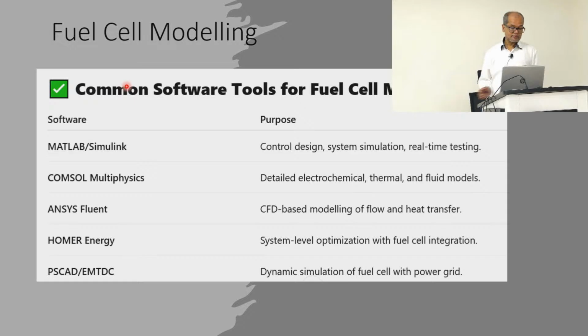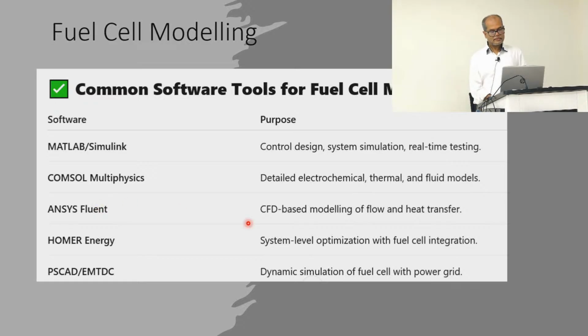And normally in terms of software, MATLAB Simulink you can use for control design, system simulation, real-time testing. But if you want physics-level characteristics, then you need to go to COMSOL for chemical, thermal, and if you want to do fluid models, I think this one would be the best software. And for CFD-based modeling for flow and heat transfer, probably ANSYS would be the better choice.